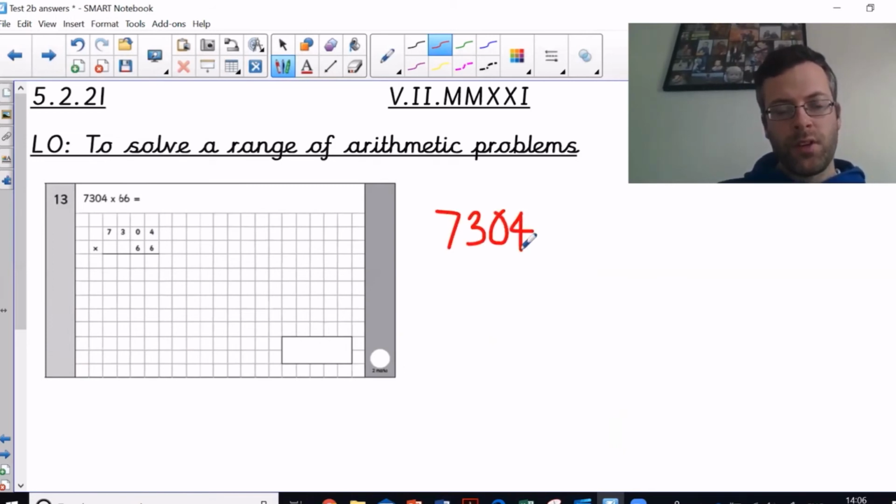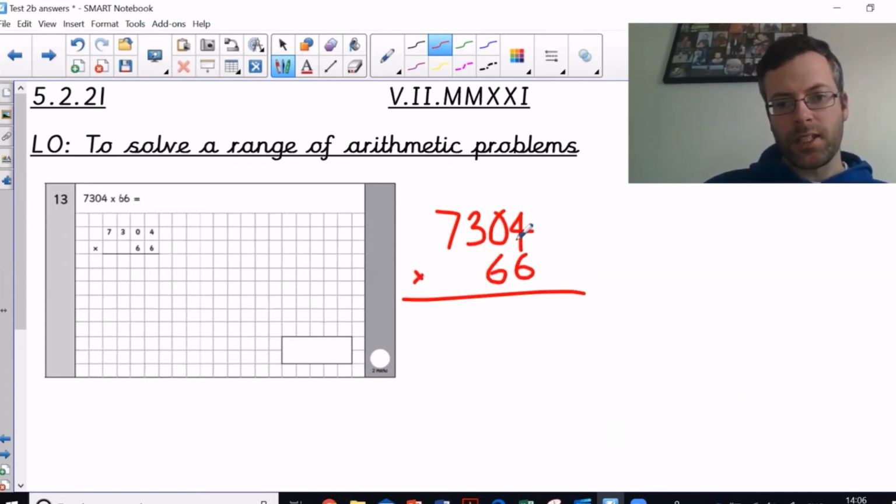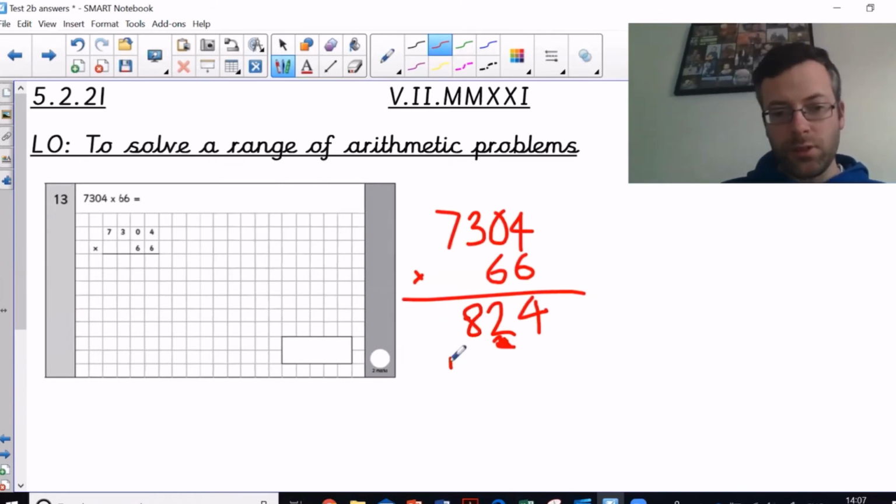7,304. What time are we on? 10 minutes, it's going to be close. Times by 66. So I need to multiply everything by the 6 first. So 6 times 4 is 24, carry my 2 tens. 6 times those no tens is 0, so just add those 2 tens. 6 times those 300s is 1800s. 6 times those 7,000s is 42,000s plus that one, 43,000s.